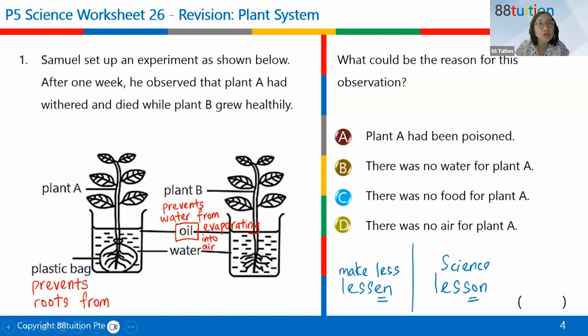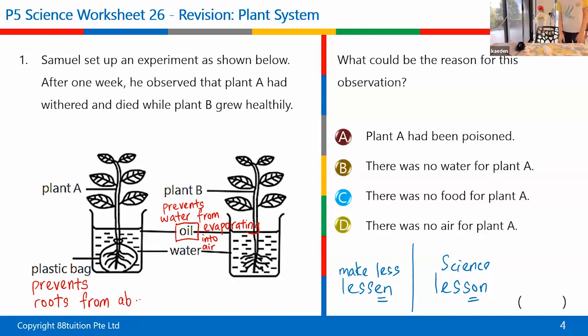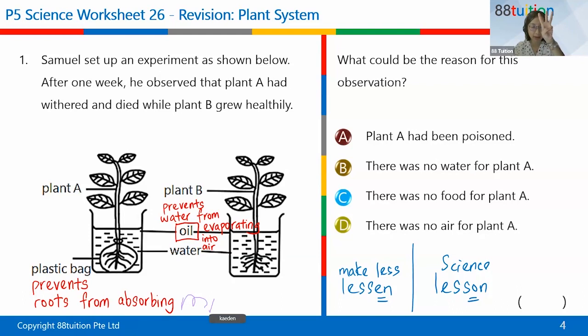What are the roots supposed to do? Jia Ping, good job. So what's the function of the roots? From absorbing the minerals and water. Okay, from absorbing the two things. Now these two things are very easy to remember. You stick up three fingers, if you can see me. I'm sticking three fingers into the air. Can you tell me what letter I am making? Kaden, we talked about this before.